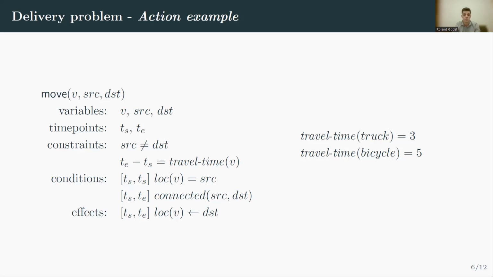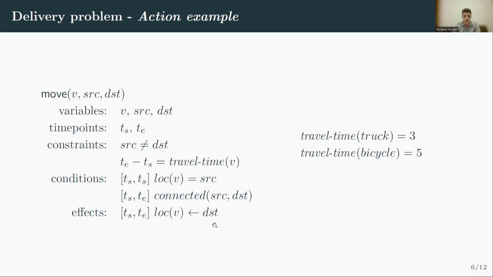must be equal to the time needed by the vehicle to do the moving action. There are 2 conditions, one at the start, so from TS to TS, saying that the location of the vehicle must be equal to the source location, and a condition which must be true from the start to the end of the action, saying that the source location and the destination must be connected.